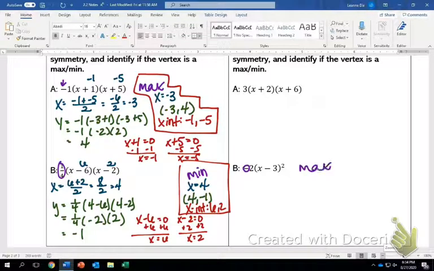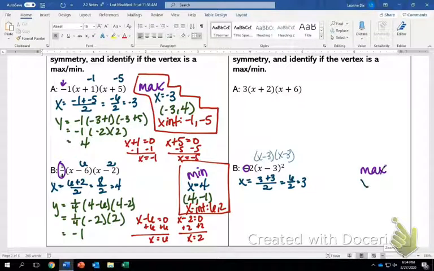So I'm going to say, all right, I have a maximum because it is a negative in front. Therefore, I am facing downwards, which means I have a top. Then I'm going to rewrite this actually as (x minus 3) times (x minus 3), so it's easier to see my p and q. I see that they're both 3, so 3 plus 3 over 2 is 6 over 2, or 3. My axis of symmetry is going to be x equals 3.